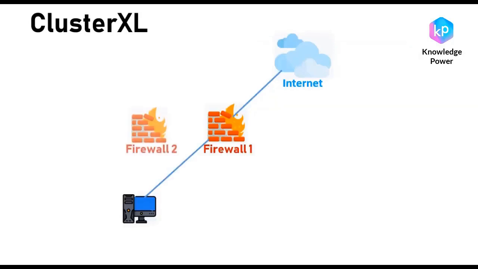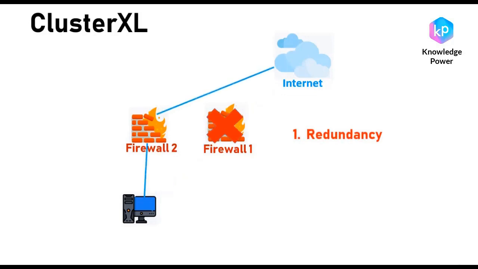Alright, so we have Firewall 1 and Firewall 2. Let's say it is a cluster, and right now the traffic is being passed through Firewall 1, and the second firewall, Firewall 2, is just watching what is happening to Firewall 1 to be able to pick it up. To properly define a cluster, we need to have three components. The first one is called redundancy, meaning that your solution is redundant. If Firewall 1 fails, Firewall 2 will pick it up.